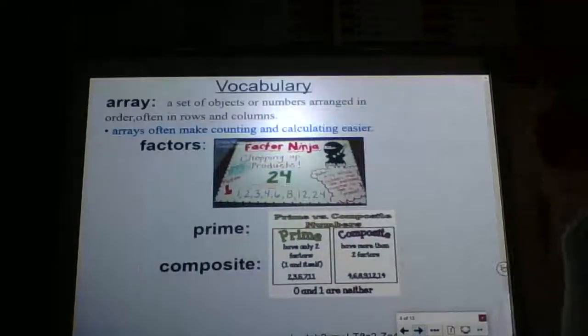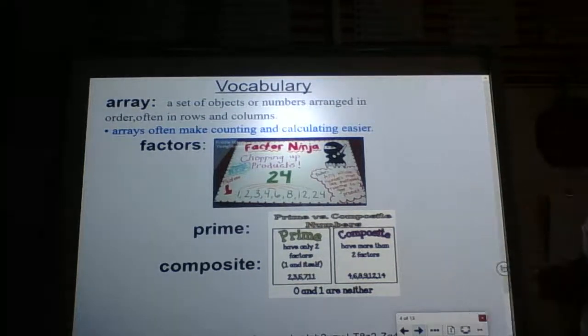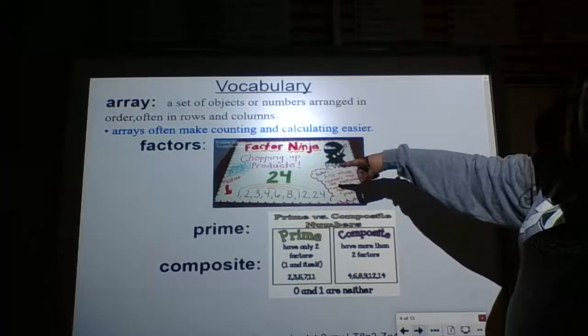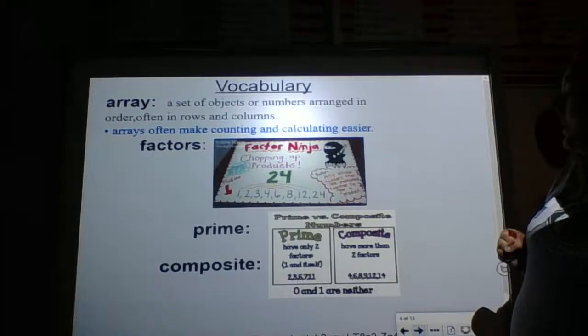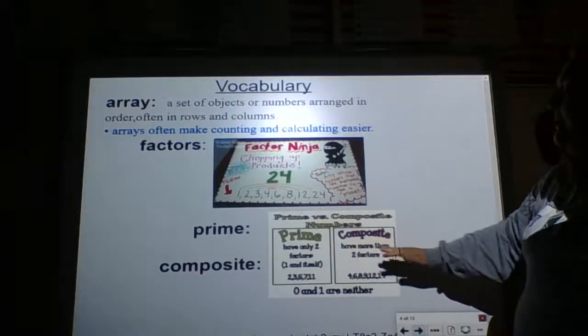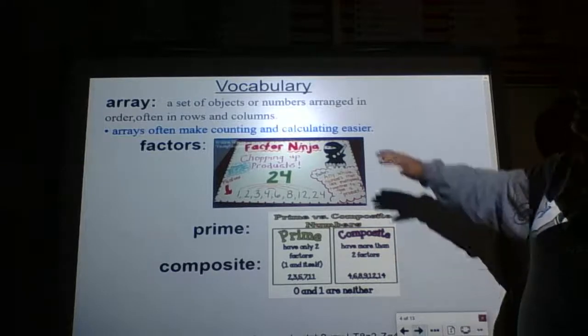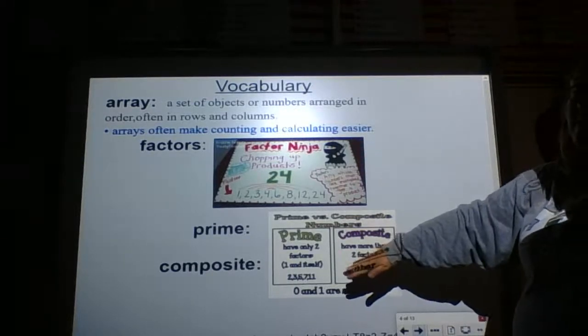All right, let's move on to what we have at hand. Let's talk vocabulary. In math today, we're going to use arrays again. These are your objects that we put in rows and columns. Arrays often make counting and calculating easier. And today we're going to be some factor ninjas. We're actually going to build some factor rainbows today. And you're saying, what is a factor? We'll get to that in just a second. We're also going to talk about prime and composite numbers. We're going to use our factor rainbow to tell whether a number is prime or composite.